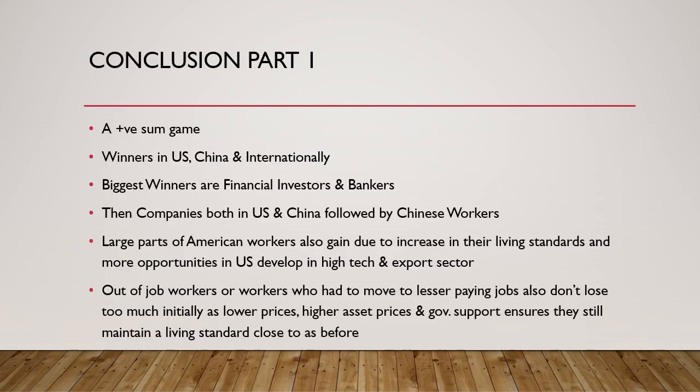So, what's the conclusion in this part 1? At the time of initiation of global international trade, it's a positive sum game. There are winners in US, China, internationally, and overall. The biggest winners are the financial investors and bankers, the companies in US and China, followed by workers in China, and large parts of the workers, I would have to say, even in America, gain because of their higher living standards and more business opportunities.